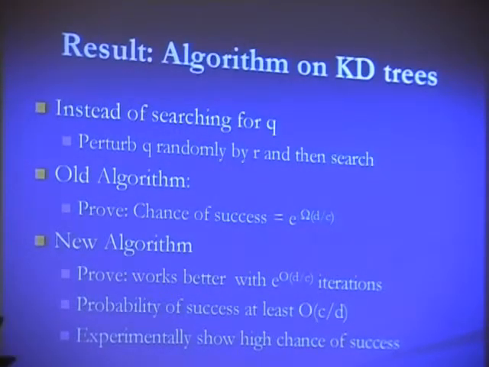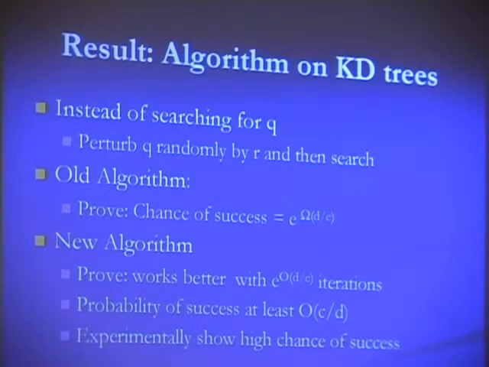Now the same new algorithm that we saw on locality sensitive hashing can in fact even be used on trees, on KD trees. So even if you have a KD tree, you get a huge improvement by not searching for the query point in the KD tree, but by searching for random points in the neighborhood of the query point.